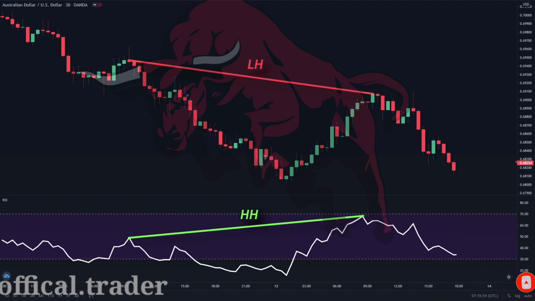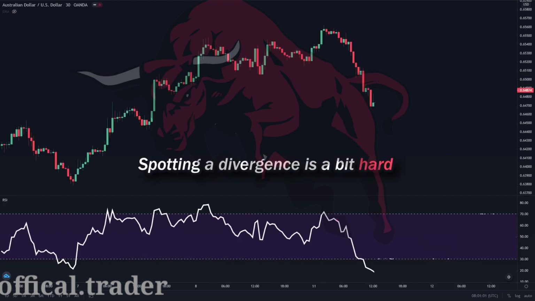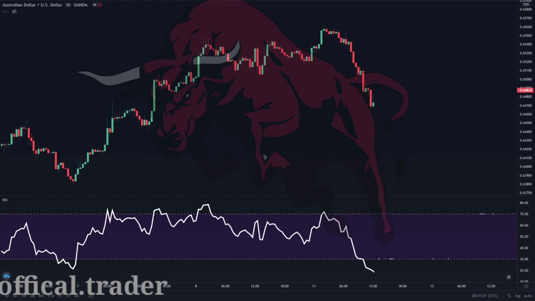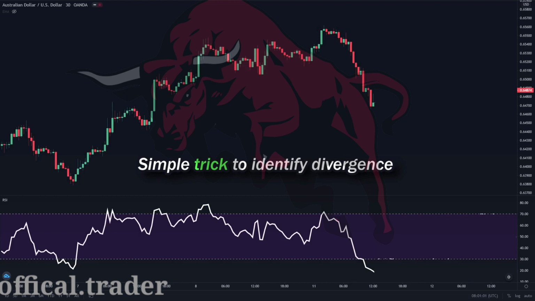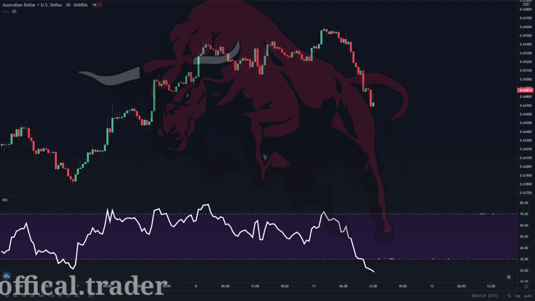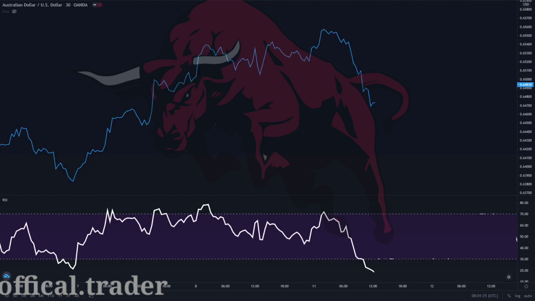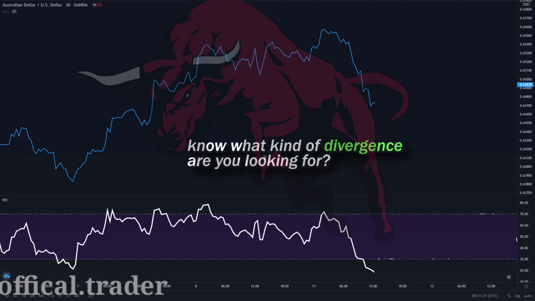Now, of course, what I just showed you are just ideal examples. When you're trading real time, spotting these divergences may be a bit hard. So that is why I'm going to show you a simple trick that you can use to identify these hidden divergences in real time. But first, to make the price easier to look at, you want to switch your chart to a line chart.